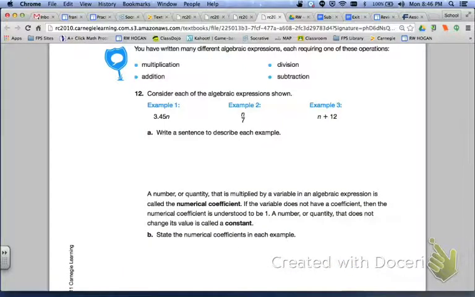Next, it reminds us that we have written many different algebraic expressions, each requiring one of these 4 operations: multiplying, adding, dividing, and subtracting. Let's take a look at number 12 and let's consider each of the algebraic expressions shown here. Example 1, we have 3.45n. Example 2, we have n divided by 7. And example 3, we have n plus 12. What I would like you to do for letter A is to write a sentence to describe each example.